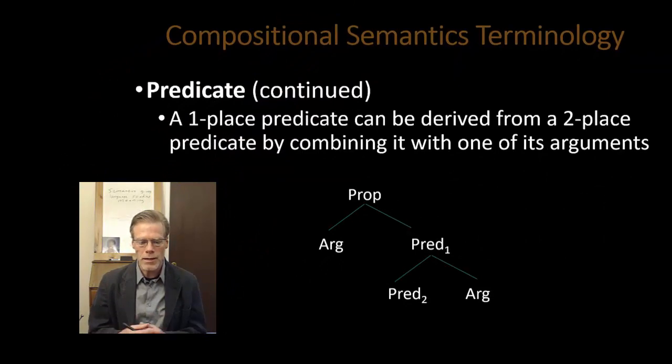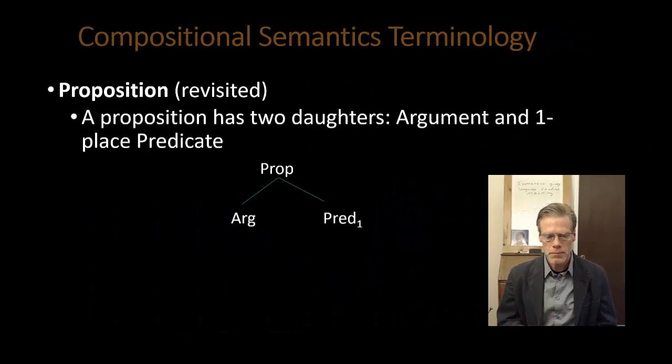So a one-place predicate can be derived from a two-place predicate by combining it with one of its arguments, similarly to how we would see a transitive verb combining with its complement noun phrase object. We see a two-place predicate combining with an argument to create a one-place predicate that then combines with another argument to form a proposition. A proposition has two daughters, an argument and a one-place predicate, just like we saw with sentences where we've got a noun phrase subject and a verb phrase predicate.